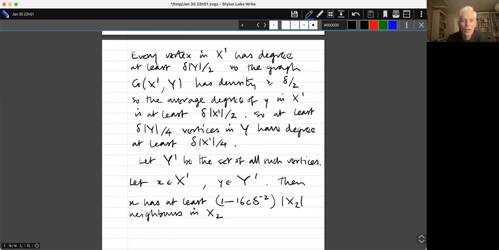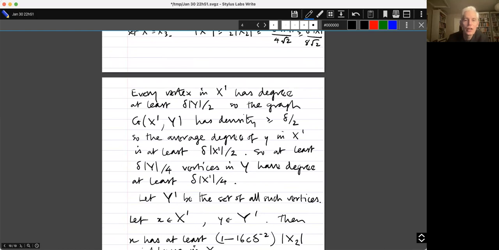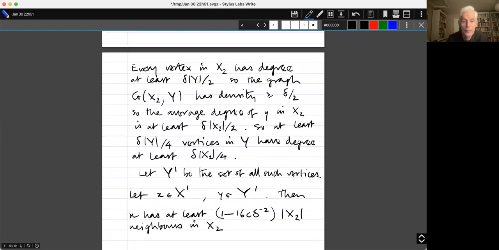in x2. I've made another annoying mistake. All these x dashes should have been x2s. So every vertex in x2 has degree at least that. So the graph G induced by x2 and y. So the average degree of y in x2 is at least delta times the size of x2. Everything I wrote actually was correct, but it's not what I need now. So the fact that it was correct means that the argument just carries through in exactly the same way.